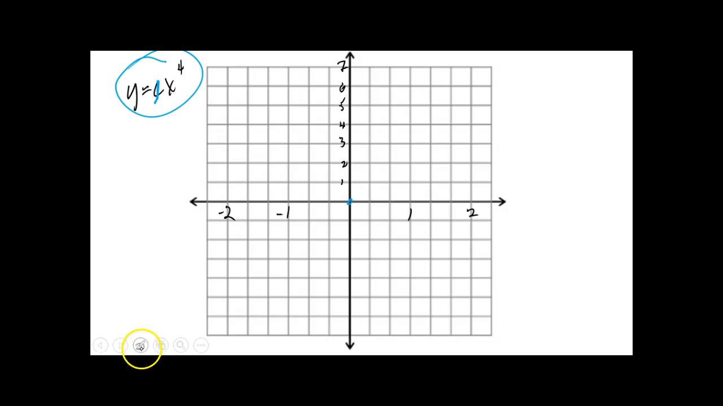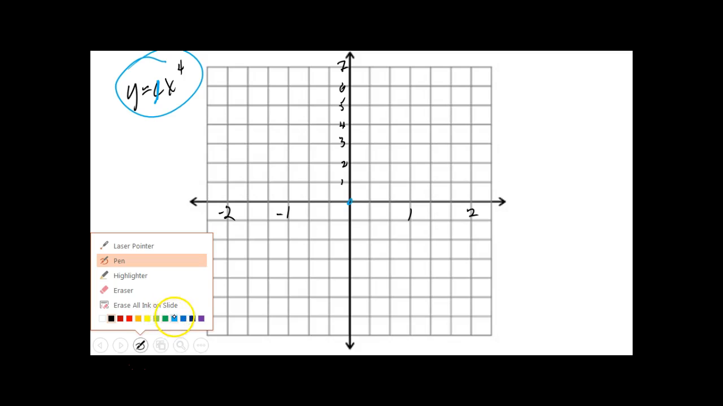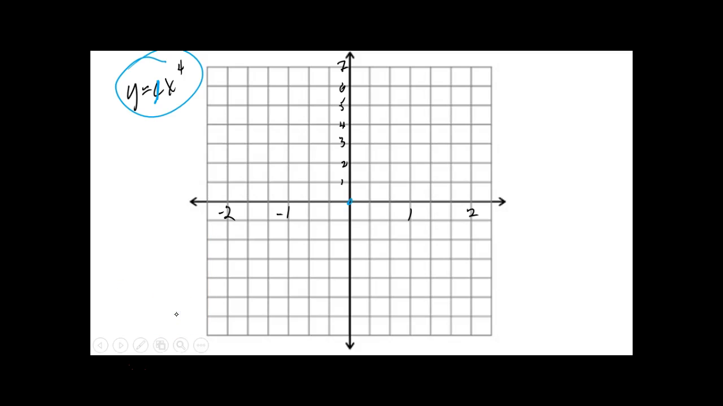All right, let's go back to light blue. Okay, you gave me 0, 0. You want to use plus 1? Okay, when x is plus 1, what is your y?